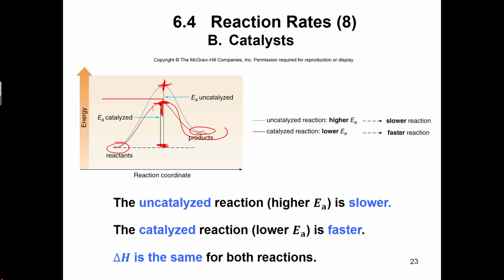So the uncatalyzed reaction, which has a higher activation energy, is slower. The catalyzed reaction, where the activation energy has been lowered, is faster. But notice it does not affect the delta H of the two reactions, which is here. That delta H is going to be the same. It is not affected.